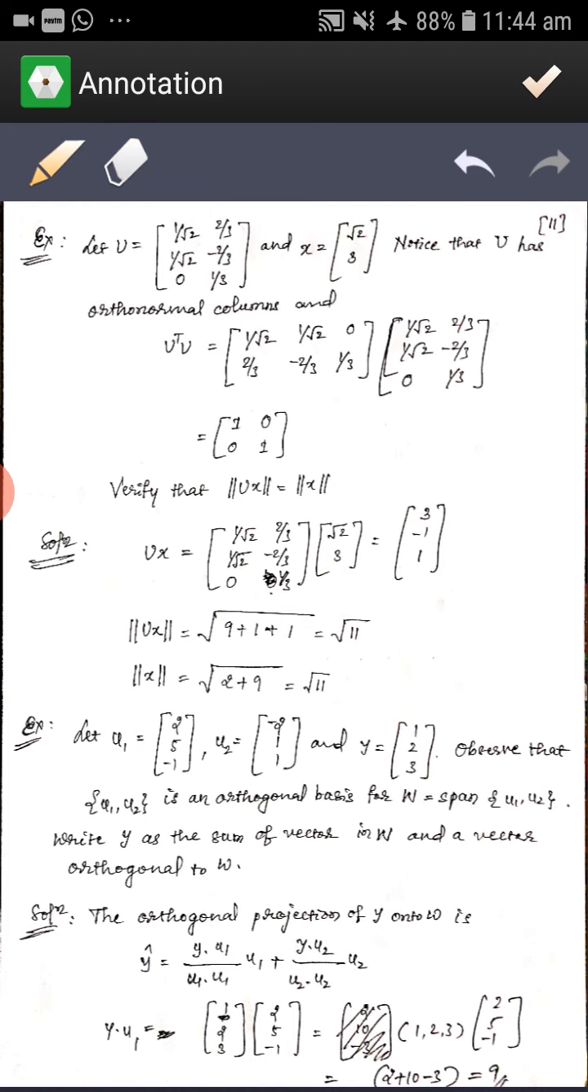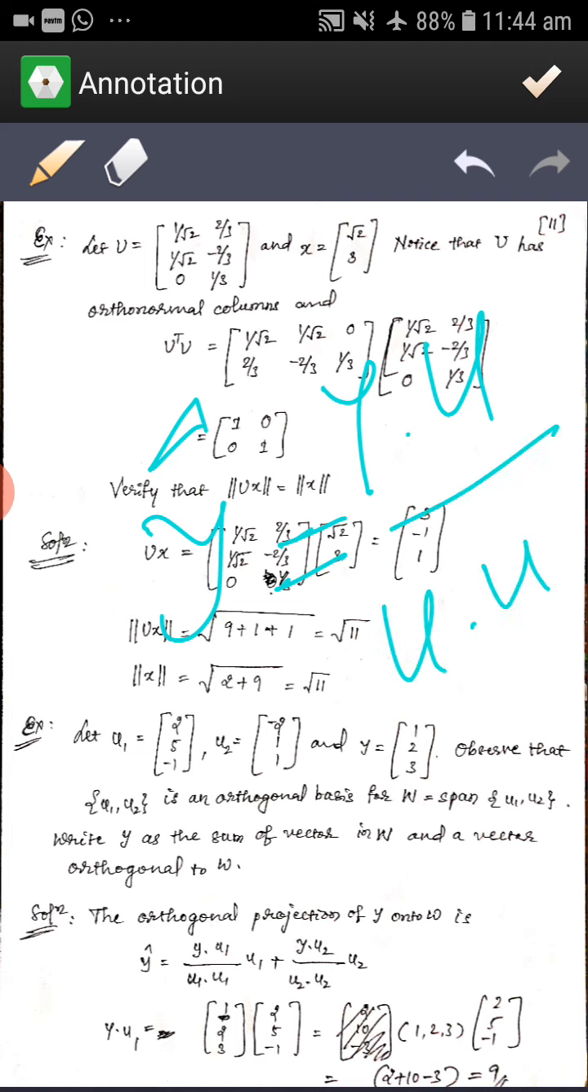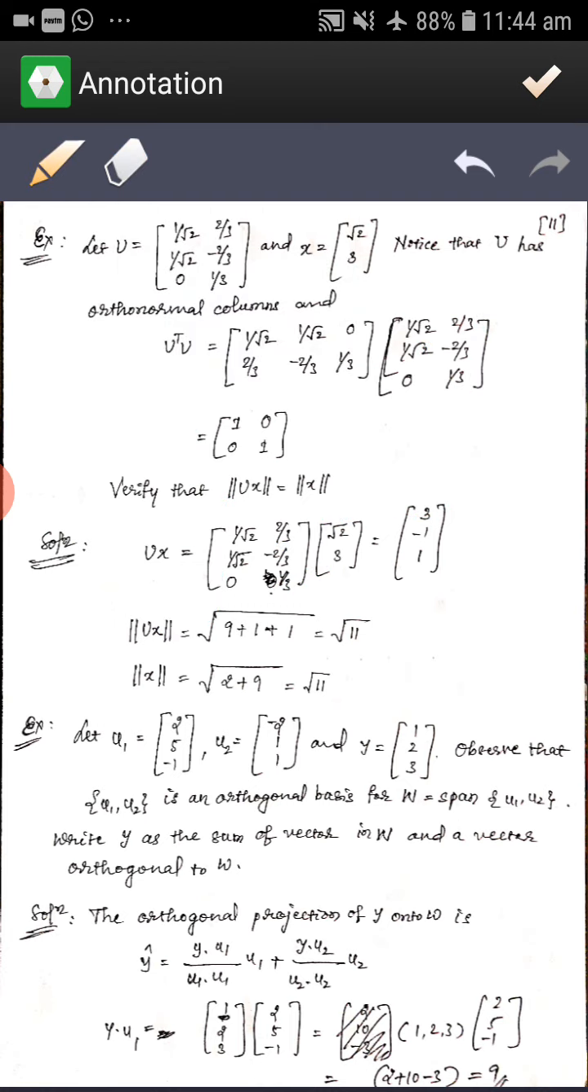So this is basically the projection of y on W. W means it is two vectors here, so this can be calculated. Earlier we have seen it with one vector, where y cap is equal to y dot u divided by u dot u, times u. That is when we have one vector, but here we have two vectors.